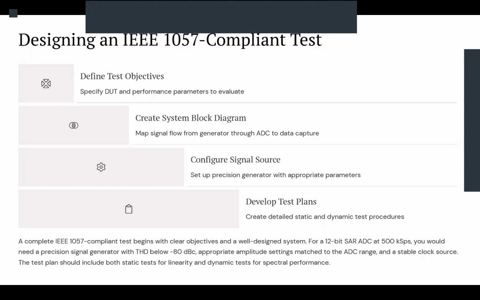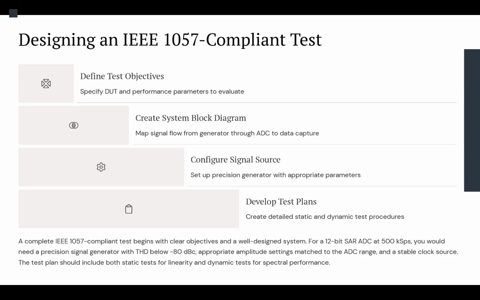Okay, these parameters may include the static parameters. Based on that, we define the performance metrics, and these metrics include static metrics like INL or DNL, or it could be dynamic noise that we have to evaluate. Knowing the objective allows us to select the appropriate testing signals or appropriate equipment.